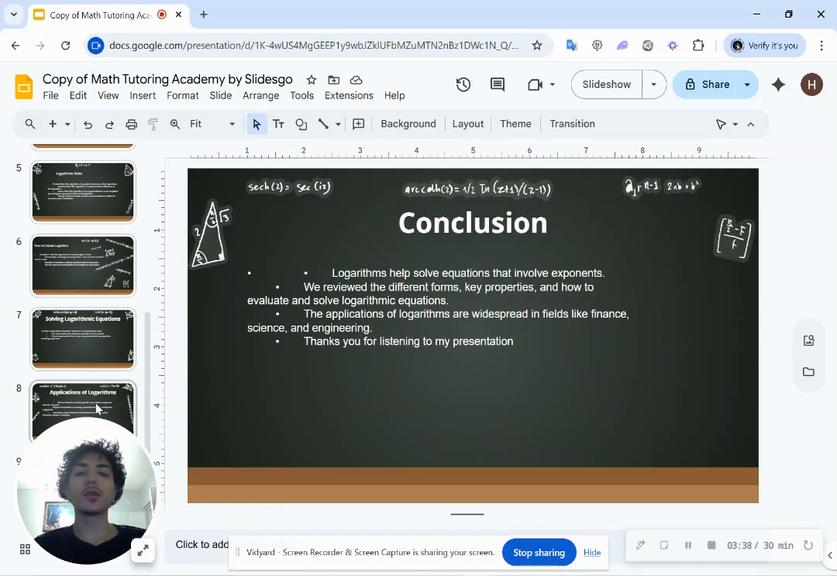Conclusion. Logarithms help solve problems that involve exponents. We reviewed the different forms, key properties, and how to evaluate and solve logarithm equations. The applications of logarithms are widespread in fields like finance, science, and engineering. This can be used in your day-to-day life many times without you even realizing it. It really helps us in our day-to-day lives, and we would be struggling without logarithms, whether you believe it or not.